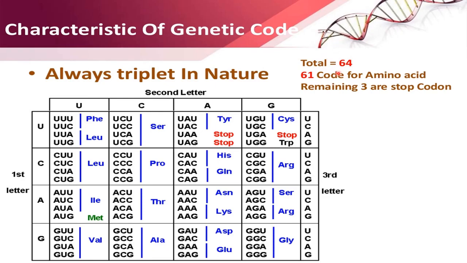Okay, and there are a total of 64 codons, and out of these 64 codons, 61 code for amino acids, while the remaining 3 are stop codons. Here you can see 1, 2 and 3: UAA, UAG and UGA. These 3 are stop codons, and the rest 61 are coding for amino acids. So you can write this characteristic for the genetic code.